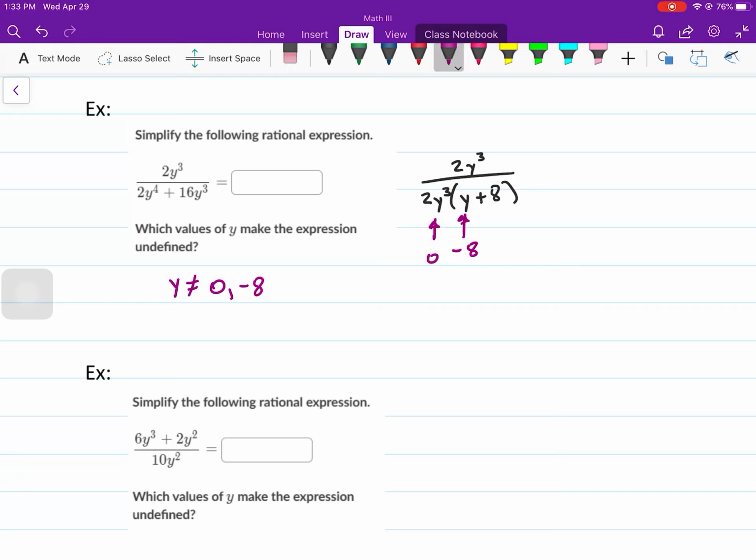Just continuing the simplification, what can cancel? Well, the 2's can cancel. The y cubed can cancel. And what we'll be left with is, since nothing's on the top, we'll put a 1 over y plus 8. So your answer is going to be 1 over y plus 8.